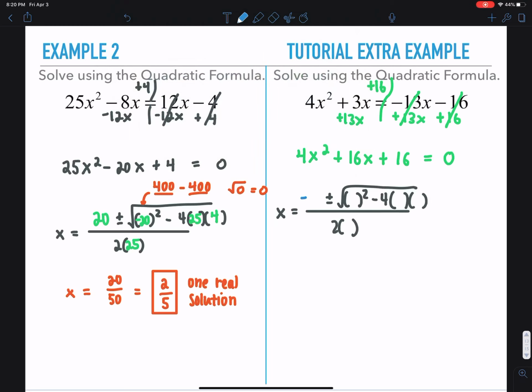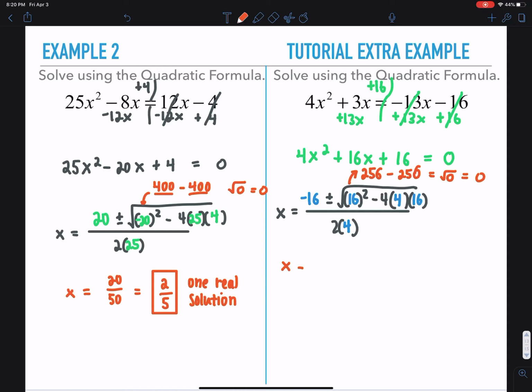So the opposite of b in this case is negative 16. And then we have 16 squared minus 4 times 4 times 16. And then all over 2 times 4. And again, when we square 16, we get 256. And we're subtracting that 16 times 16, which is also 256. So that's going to equal 0, which is the square root of 0, which is just 0.